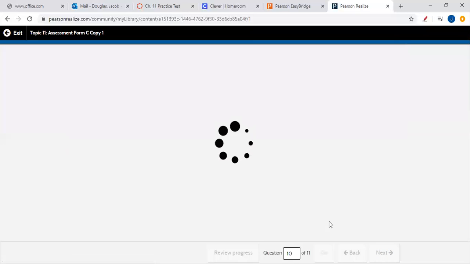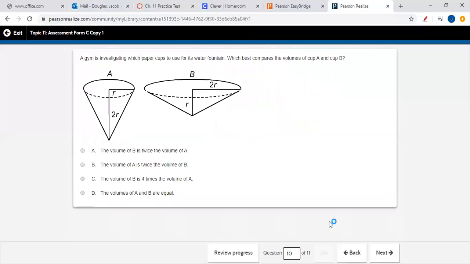Moving on to number 10. Number 10 says a gym is investigating which paper cups to use for its water fountain. Which best compares the volumes of cup A to cup B? There's one thing we should notice right off the bat when comparing these. Obviously, cone A is going to be 2 times taller than cone B, but cone B is going to be 2 times wider at the base.